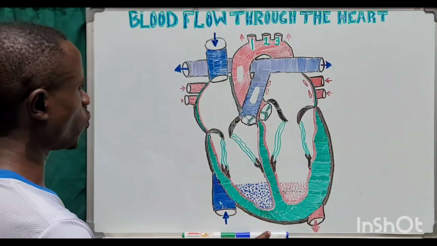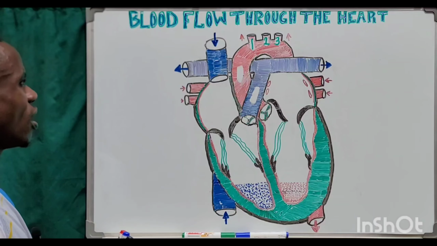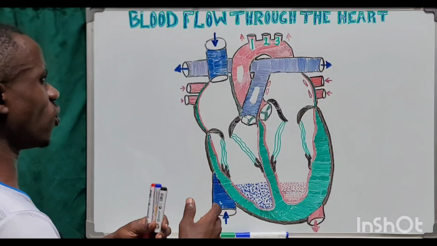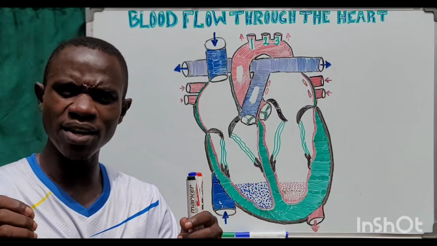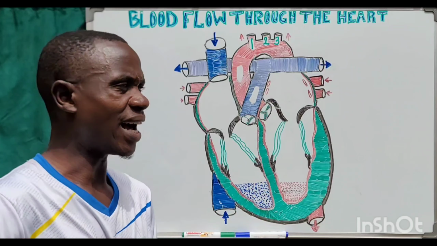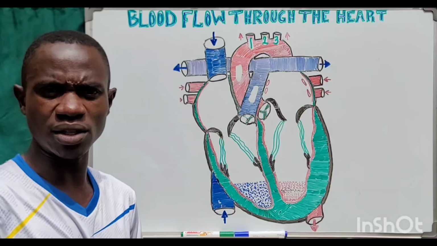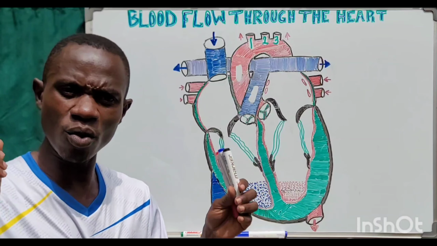In the previous videos, we looked at the anatomy of the heart. Today, we are looking at how the blood moves through the heart. We're going to look step by step at all the areas of the heart that the blood has to touch as it moves through all the different chambers. That's the target of today's video.